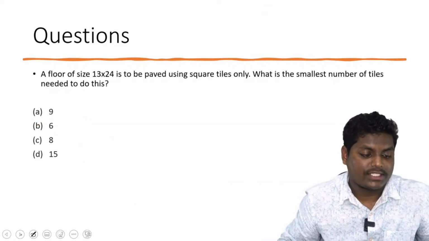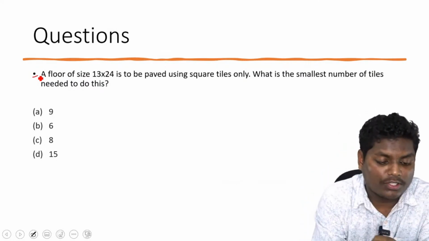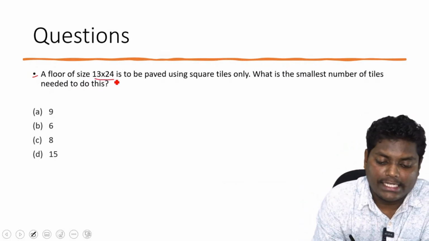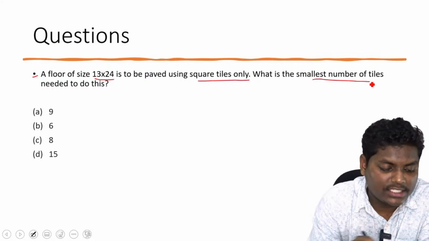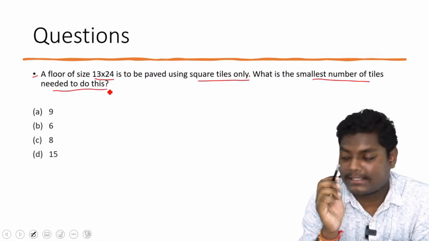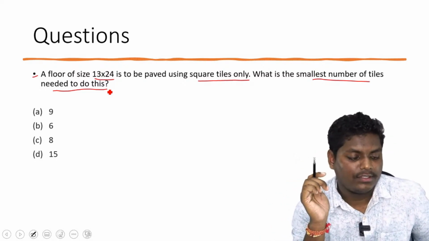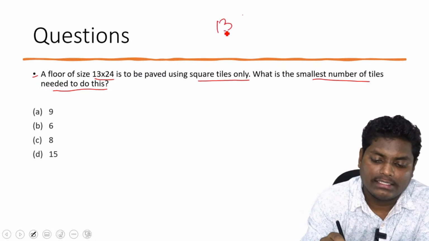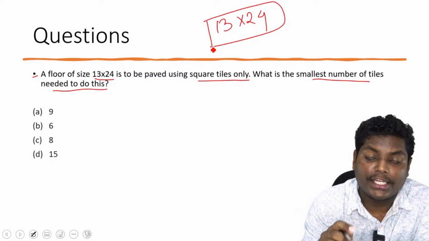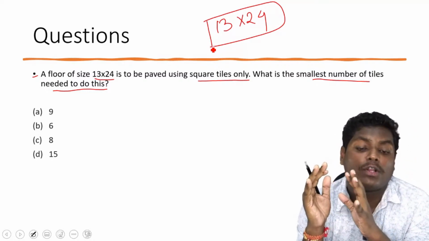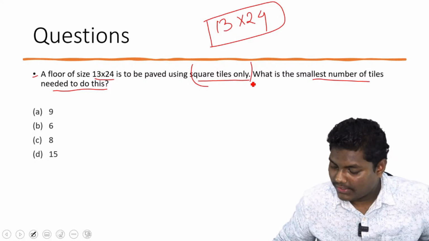Moving to the next question, next type of question. A floor of size 13 cross 24 is to be paved using square tiles only. What is the smallest number of tiles needed to do this? We'll be discussing a couple of tile questions now. We have the floor dimension of 13 into 24, and we need to completely pave this floor with square tiles. Try solving this question.